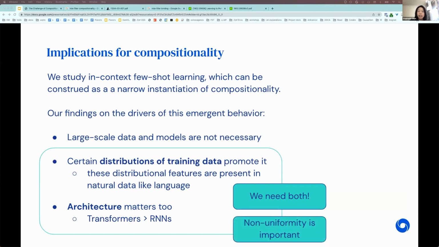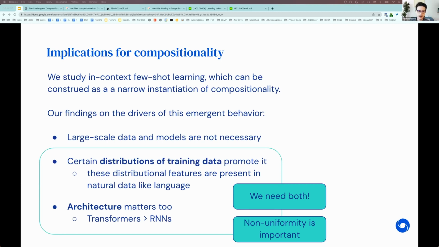And lastly, more generally, outside of thinking about compositionality, I think that we need to think more carefully in machine learning in general about data distribution, because the world isn't uniform and we need our models to be prepared for that. And secondly, non-uniformity can actually be an opportunity, as we see here, to enable these kinds of powerful and useful capabilities. Thank you.